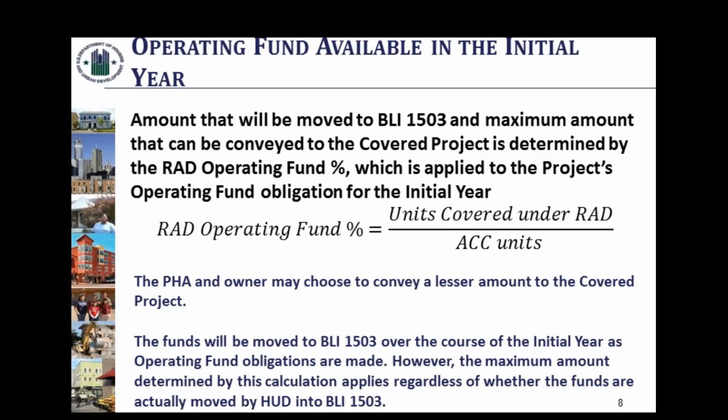Another point is that, like the capital fund, the PHA owner can choose to move a lesser amount to the covered project. HUD will still be moving the full amount to 1503, or as determined by the percentage, but the PHA and owner may decide that a lesser amount is appropriate.